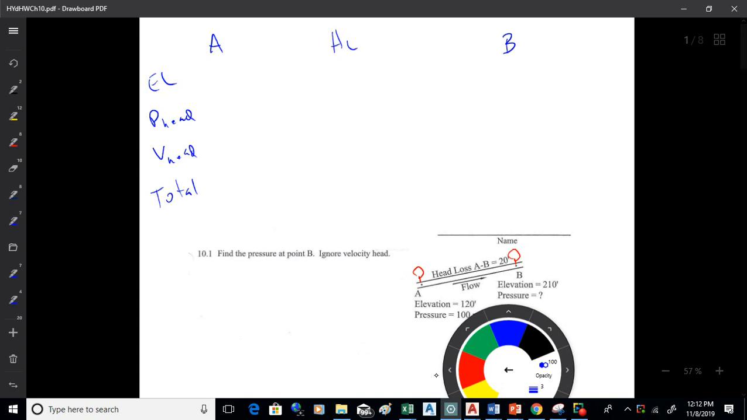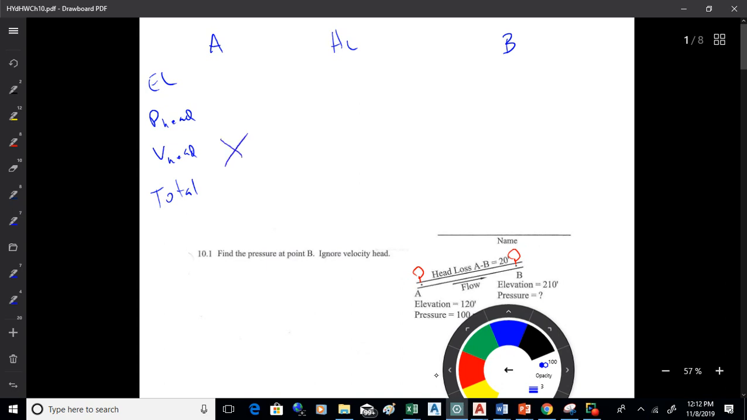All right, now often you ignore velocity head, and you can do that for two reasons. One is it's not very big, so it's often ignored. But the other reason is that in a pipe like this, it'll be the same in both locations, A and B, so it'll just cancel out anyway.